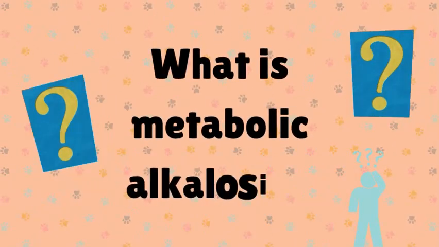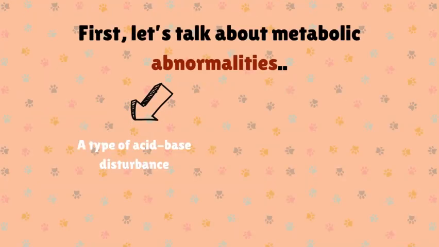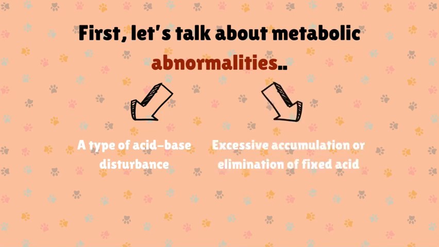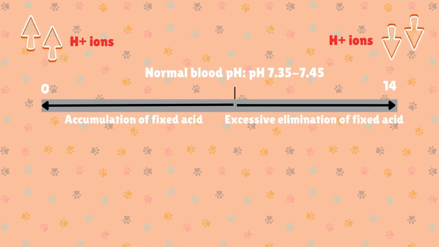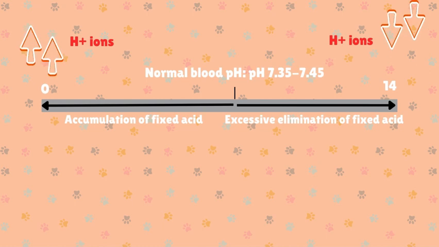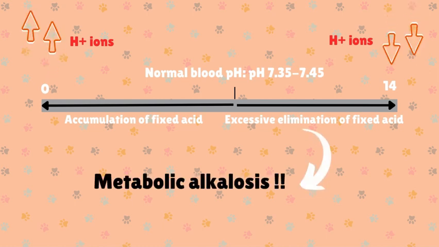What is metabolic alkalosis? We first have to talk about metabolic abnormalities. Metabolic abnormality is a type of acid-base disturbance where there is excessive accumulation or elimination of fixed acid. Fixed acids are acids which cannot be breathed off as gases by the lungs and must be excreted in the urine. Therefore, when there is excessive elimination of fixed acid or H+ ions from the body, the blood pH will increase above normal level. This is what we call metabolic alkalosis.